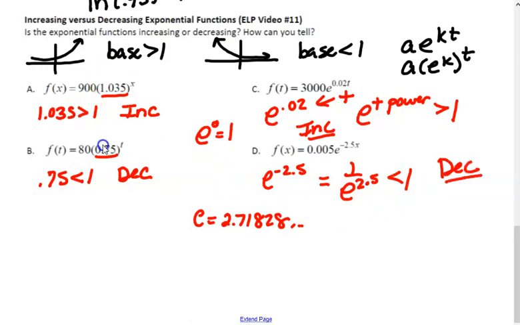So look at the base, regular number, just look to see if it's bigger or smaller than 1. If it's e to a positive power, it's going to be a base greater than 1. If it's e to a negative power, it's going to be a base less than 1.